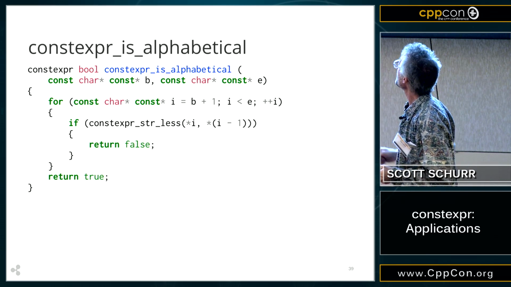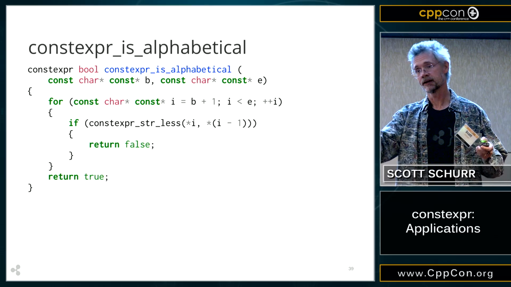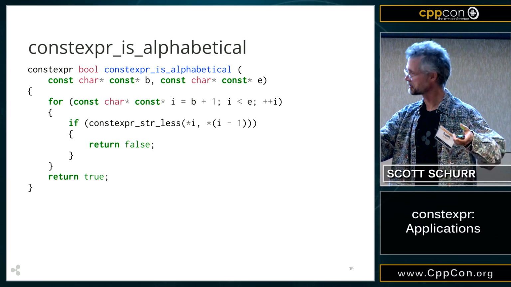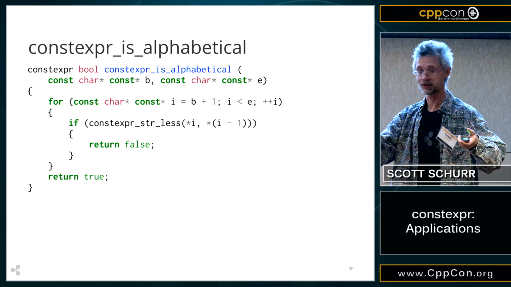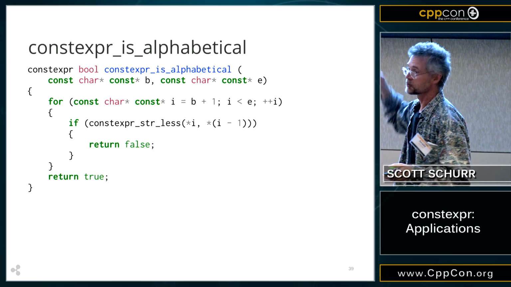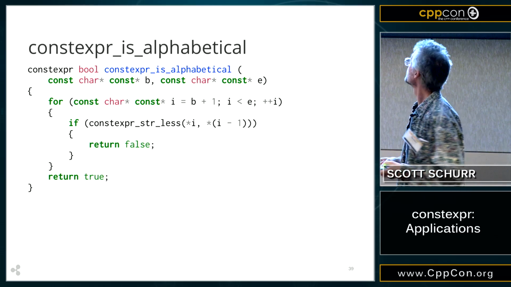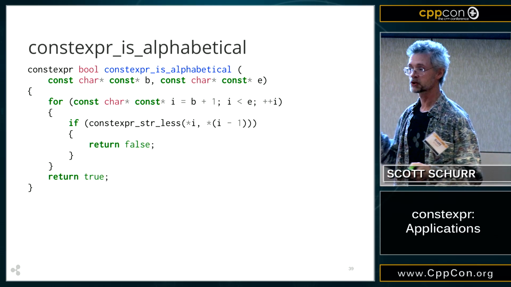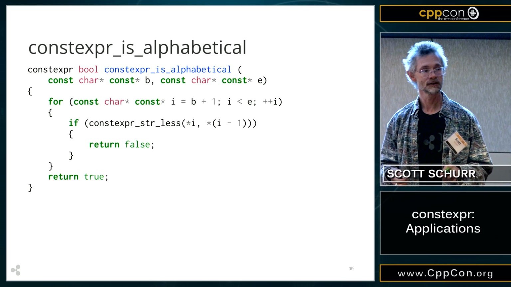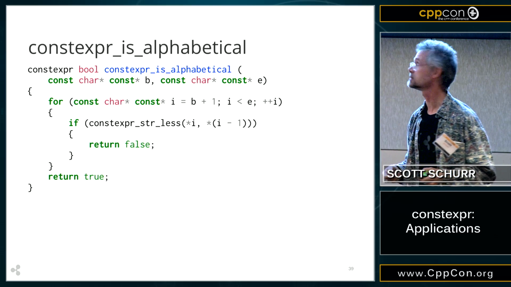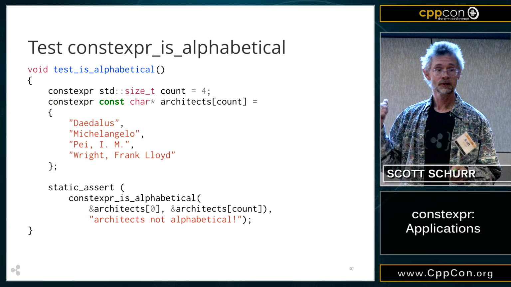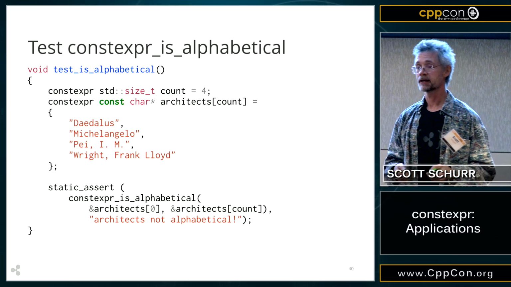So now we can walk through, if we get a pointer to the beginning of a list of char star and a pointer to the end, so we've now got our iterators. If we get a pointer to that list, we can walk through that list, and we can return true or false based on whether that list is alphabetical. And this is done at compile time.